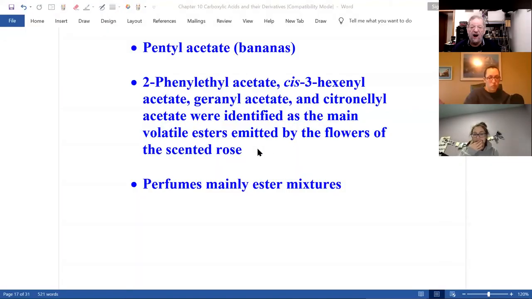But roses, real ones, what you smell are esters. Now, hate to scare you, but if you like perfume, the majority of the chemicals in perfume are esters. So when you go to buy a perfume, what you're really buying is esters.